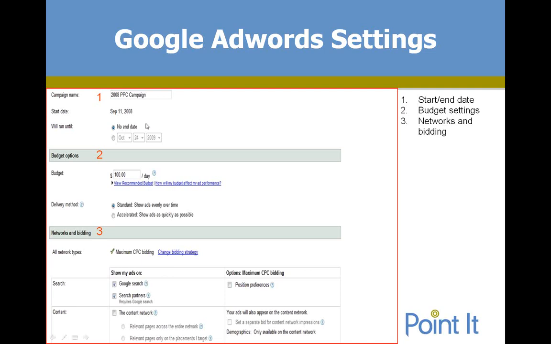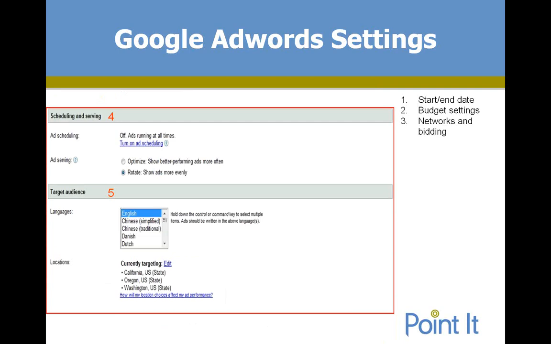And number three, networking and bidding. In this section, you can decide whether you want to advertise on Google.com, their search partners like AOL, or the content network. And actually this feature where you can add their search partners or not was not available previously, and they recently added this as a feature. So basically you can expect changes all the time.